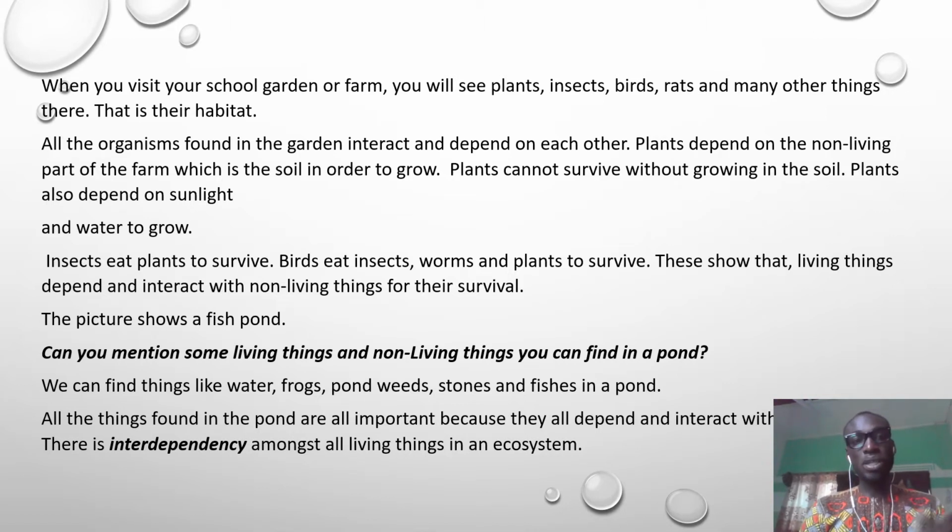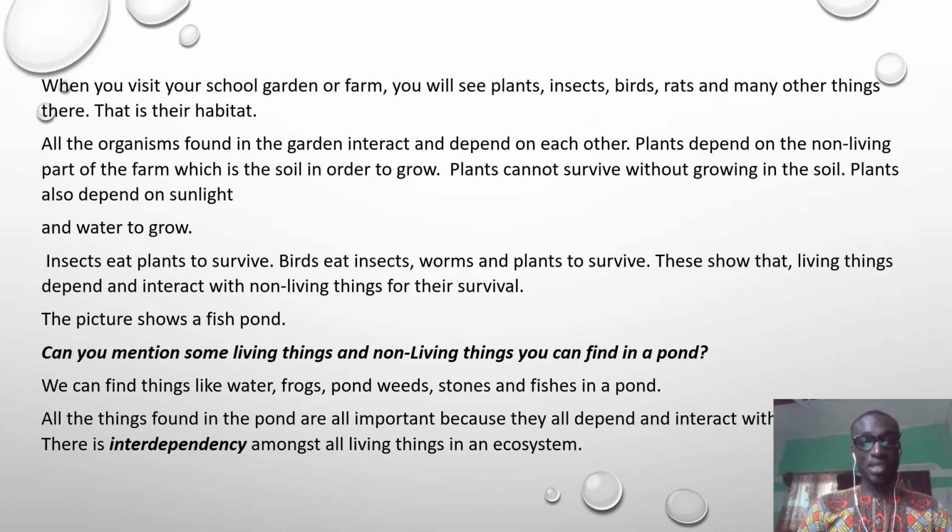So plants also depend on sunlight and water to grow. Insects eat plants to survive. Birds eat insects, worms, and plants to survive. These show that living things depend and interact with non-living things for their survival.